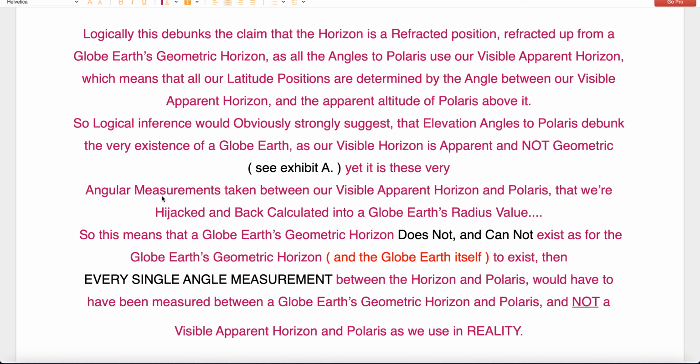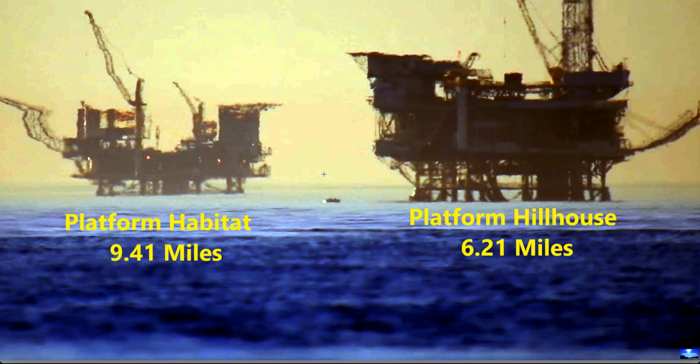Yet it is these very angular measurements taken between our visible apparent horizon and Polaris that were hijacked and back-calculated into a globe Earth's radius value. So this means that a globe Earth's geometric horizon does not and cannot exist. For the globe Earth's geometric horizon and the globe Earth itself to exist, every single angle measurement between the horizon and Polaris would have to have been measured between the globe Earth's geometric horizon and Polaris, and not a visible apparent horizon and Polaris as we use in reality. So if we were to take an angle to Polaris from this horizon here in the black swan photograph, the angle to Polaris would match the latitude.